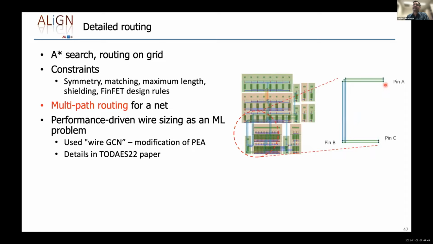This is a scenario where you can see that the wire sizing is implemented in this way, three wires over here, two wires over here, and this was discovered by the GNN.